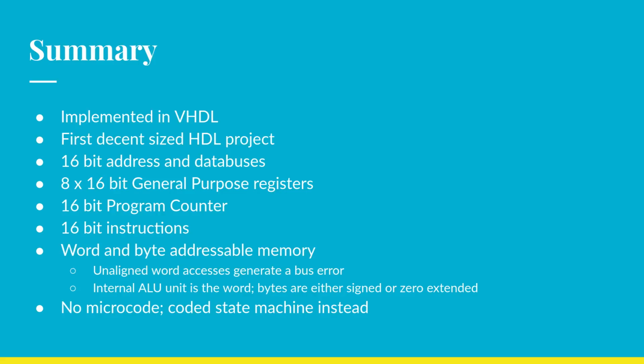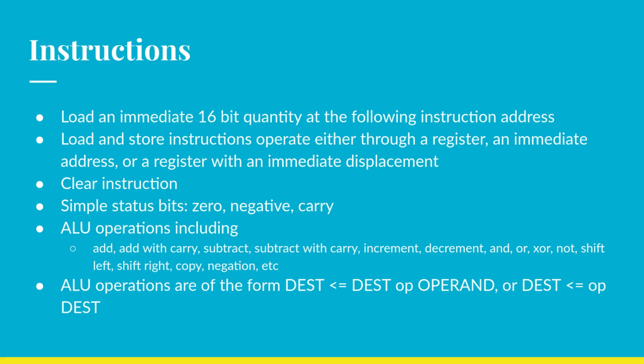So it's a word that the ALU operates on, i.e. it's not like the 68000, for instance, where smaller quantities are truncated inside the ALU. There's no microcode. It's a coded state machine, just because I found that a more descriptive way to present what the control unit actually has to do with the various signals.